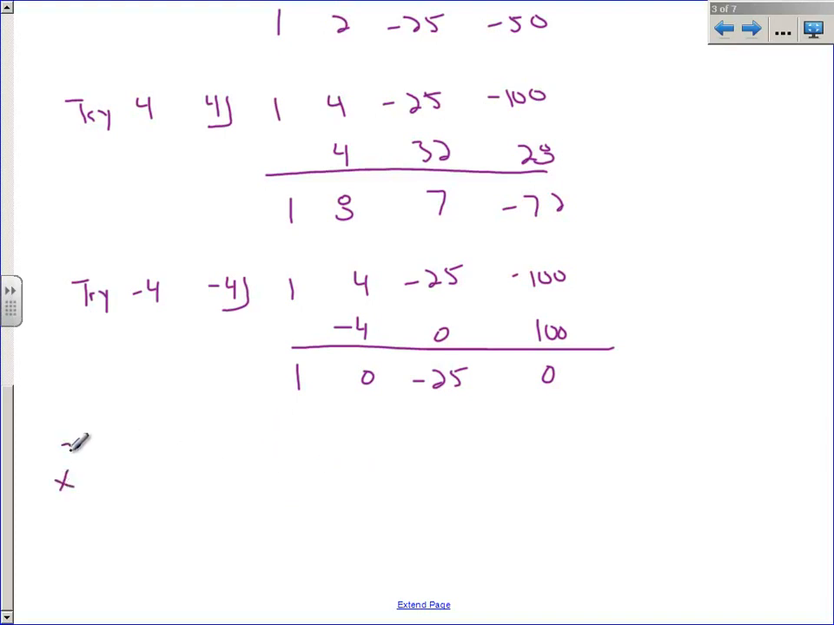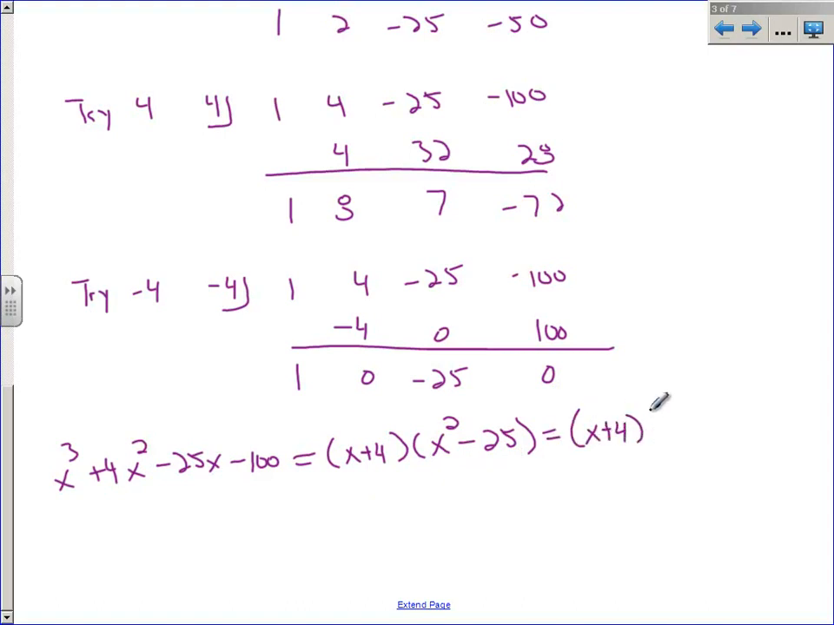My x cubed plus 4x squared minus 25x minus 100 can finally be broken down into the following. Since negative 4 was a root, x plus 4 was a factor. And then what we have left over is x squared minus 25, which means that we can now look at what we have left over and see if we can factor that some more. And we've got x plus 4 times x plus 5 times x minus 5.